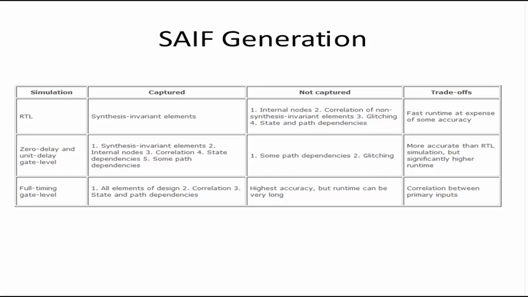So full timing gate level, what is captured? Everything, highest accuracy. The trade-off is again the high runtime. It has a lot more runtime than RTL and gate level. So what is the best trade-off? You do first pass synthesis, you get a gate level netlist, run it through simulation, and get the switching activity. That's the best trade-off.